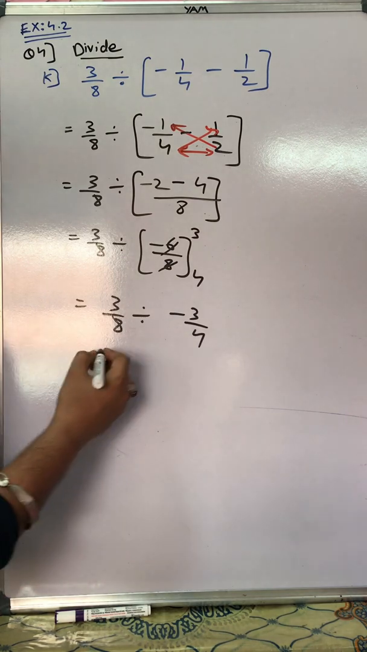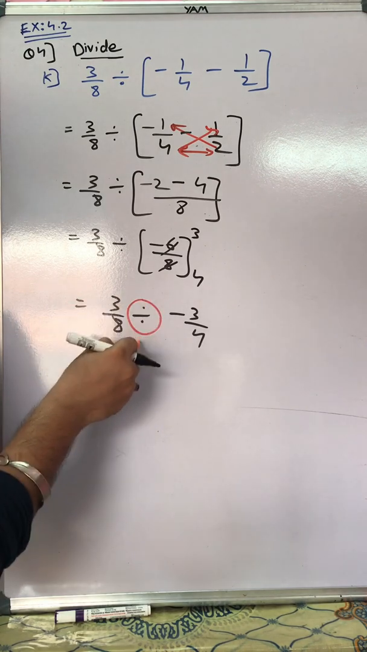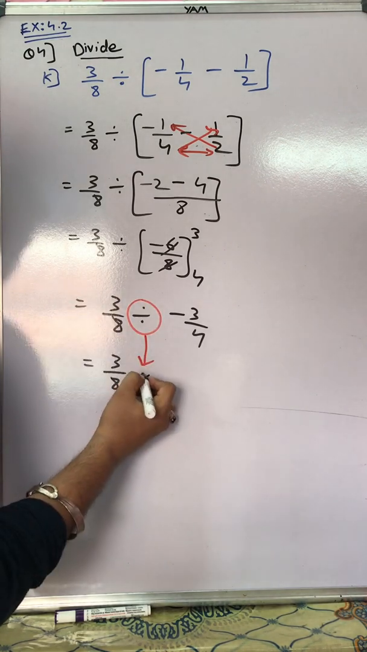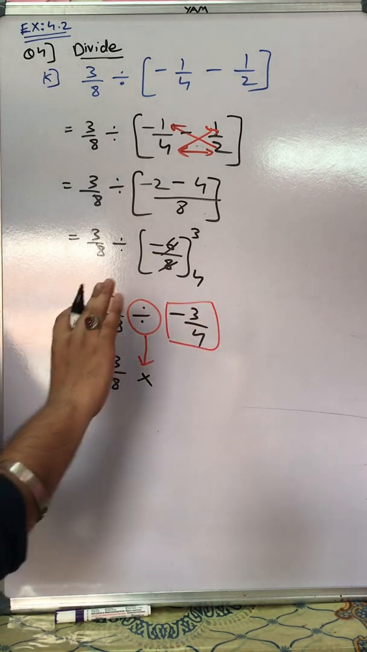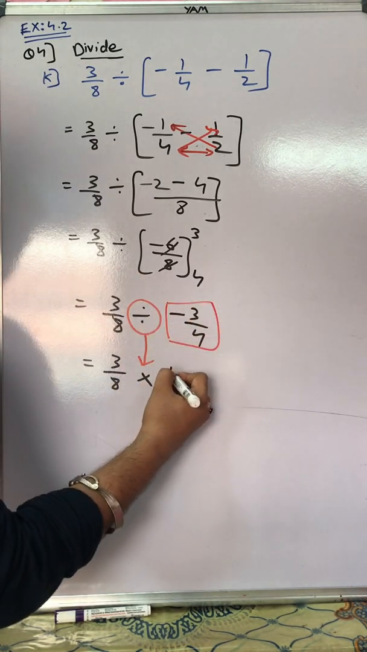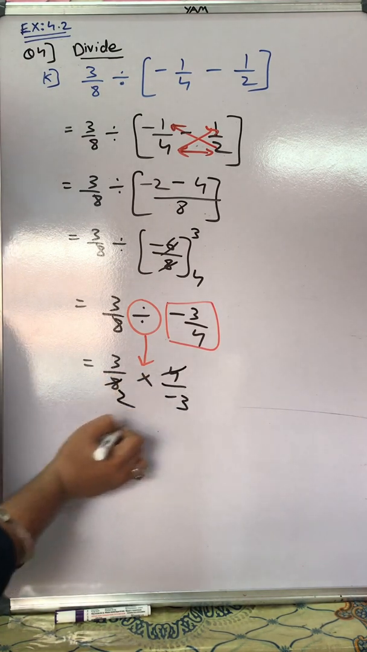Okay, now please see the step. 3 upon 8 I'll write as it is. At the place of division, students, I'll write multiplication over here. So because I write multiplication, the second fraction will be reciprocated. Minus 3 upon 4 will become 4 upon minus 3.